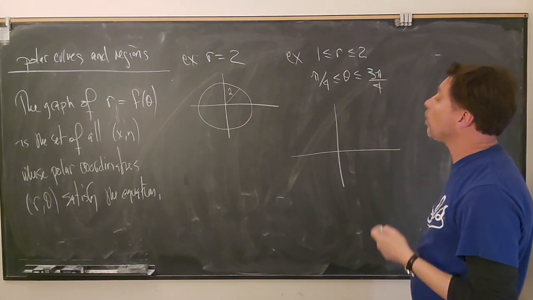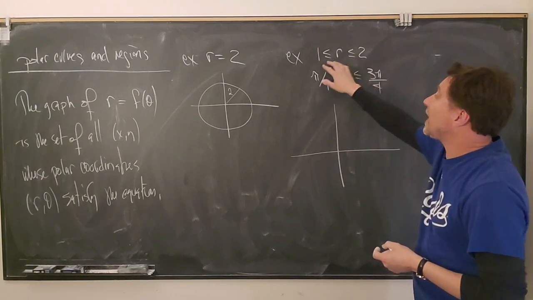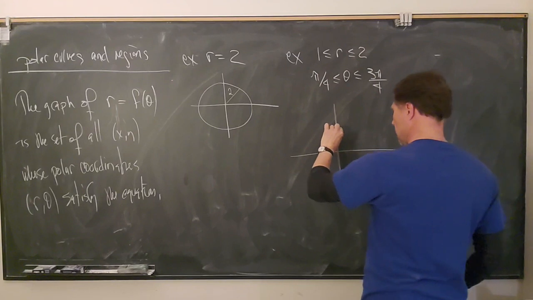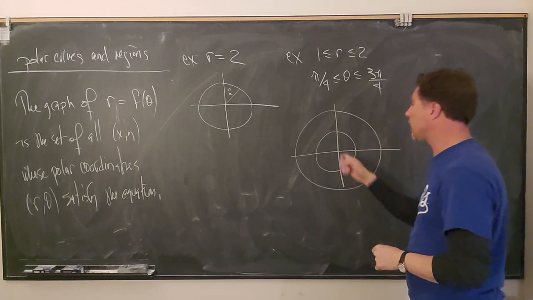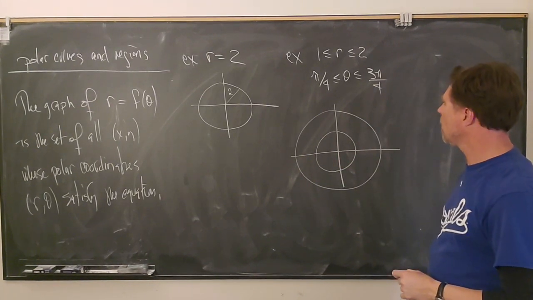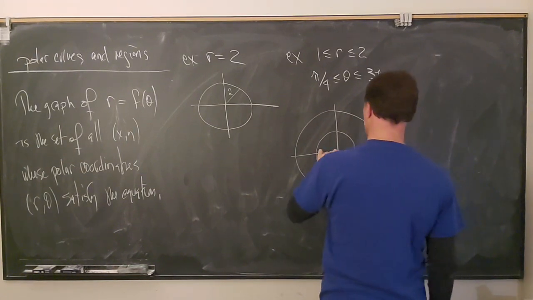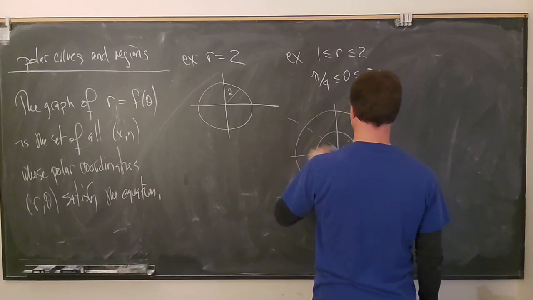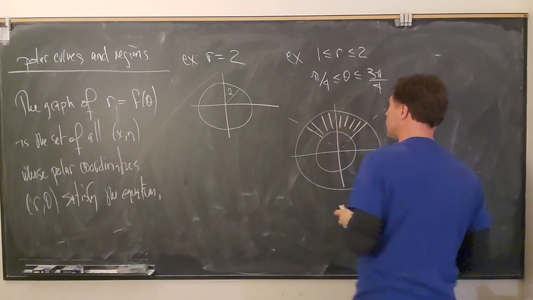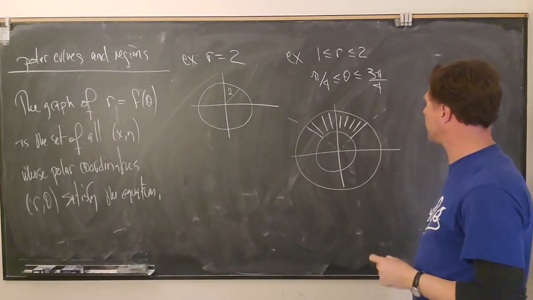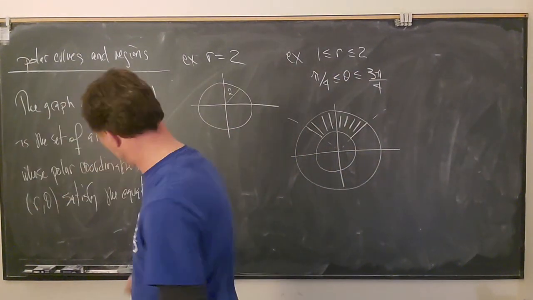We want all points (x, y) that first of all satisfy that the radius has to be between 1 and 2. That means they need to lie in between the circles r = 1 and r = 2. But then we need the angle to be between π/4 and 3π/4. Here's the region that we're looking at. It's got to be between the two circles and between the two rays, the ray θ = π/4 and θ = 3π/4.